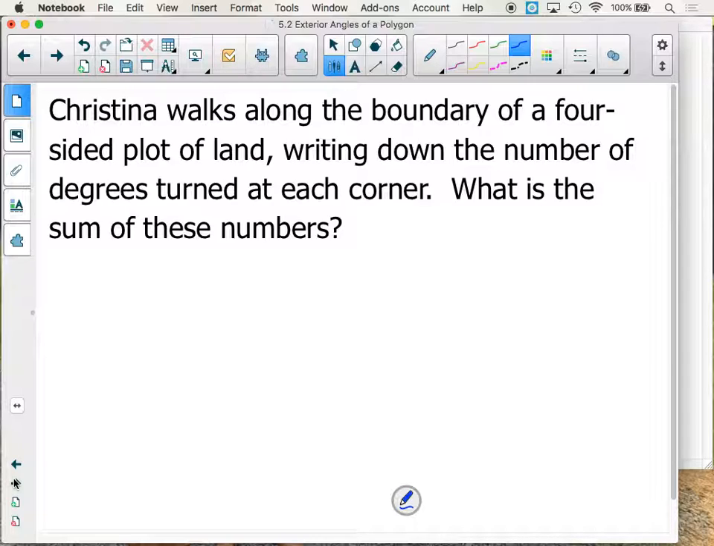Christina walks around a four-sided plot of land, and she writes down the number of degrees turned at each corner. What is the sum of these numbers? Can you draw yourself a picture of this scenario and see if you can determine what the sum of those angle turns would be?